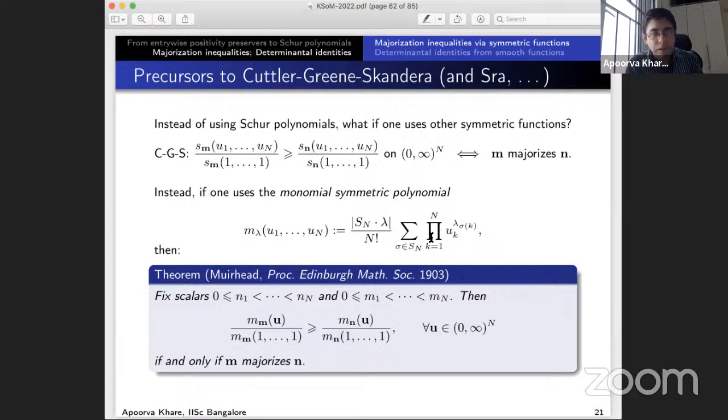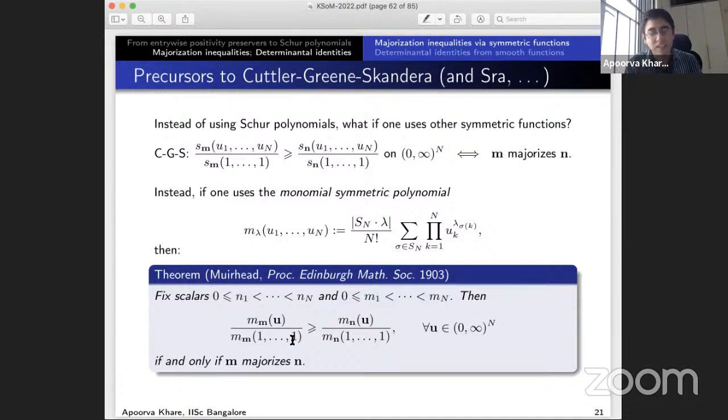Okay. And I'm not taking -1 raised to any sign of permutations here. So I'm not doing a determinant. This is more like a permanent kind of thing. Yeah. And these are called the monomial symmetric polynomials. And for those, one has exactly the same kind of inequality. The normalized monomial symmetric polynomial for the m tuple beats the normalized monomial symmetric polynomial for n on the entire positive orthant, again, exactly in this form, if and only if exactly this result.